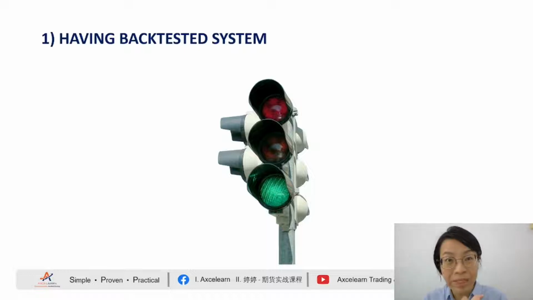Having a system, and when you have your system, it must be proven, it must be back-tested, and the third one is you must really understand the ins and outs of your system. It's like this mobile phone itself: the more you understand this mobile phone, if anything happens to it, you will know how to fix it or how to deal with it. Clear? So this is the first part that you need to understand.